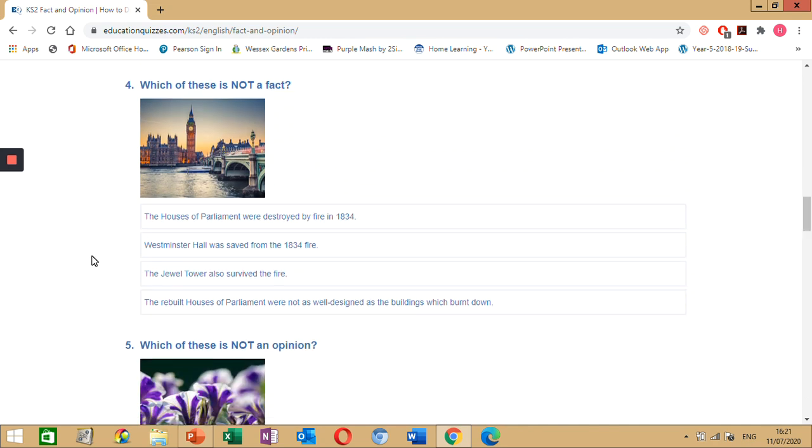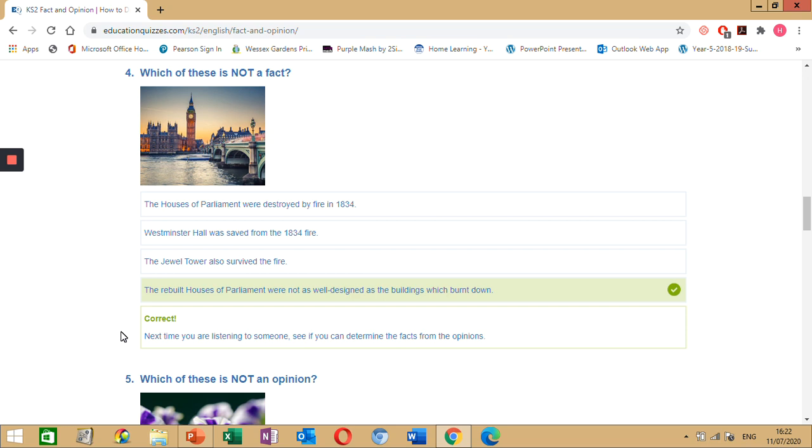Okay, which of these is not a fact? The Houses of Parliament were destroyed by fire in 1834. Westminster Hall was saved from the 1834 fire. The Jewel Tower also survived the fire. And the rebuilt Houses of Parliament were not as well designed as the buildings which burnt down. So what this question is really asking is which one of these is an opinion. But they tried to trick you there. So the correct answer is the last one. Next time you are listening to someone, see if you can determine the facts from the opinions.